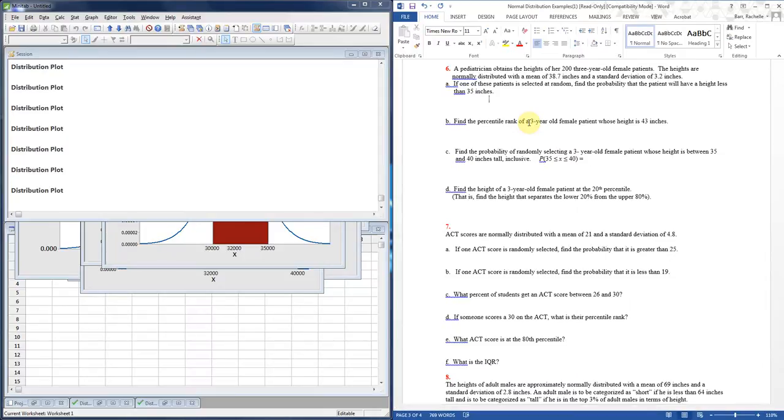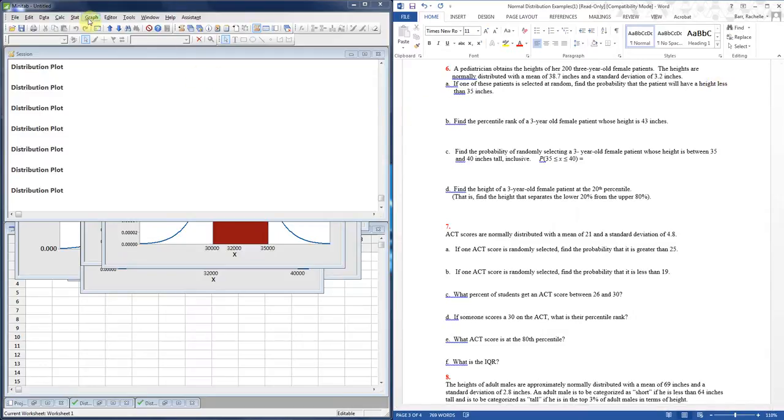Okay, so suppose you have the heights of 20 3-year-old female patients, and the heights are normally distributed with a mean of 38.7 inches and a standard deviation of 3.2 inches. If one of these patients is selected at random, find the probability that the patient will have a height of less than 32 inches. So we're going to assume this is relatively normal because it's a large sample size, and they tell us it's normally distributed, so it's appropriate to use a normal model for this. I know the mean, I know the standard deviation. What I want to know is the probability that this person is less than 35 inches tall. So as you look at this, this is clearly a left tail, since it's doing a less than.